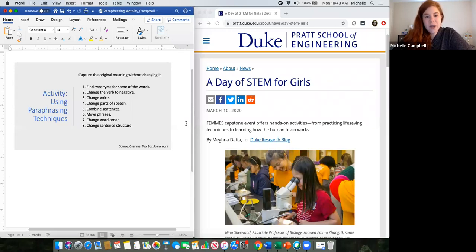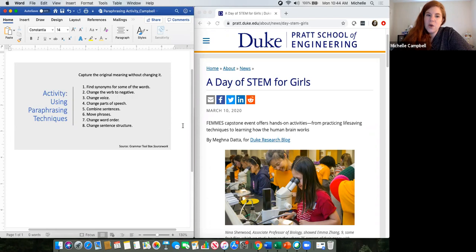So the idea of paraphrasing is that you want to capture the original meaning without changing it. And you want to have about the same level of detail as in the original. Now, summarizing is more about bigger ideas. Paraphrasing is like a 1-to-1 or a 1-to-2 ratio of level of detail, whereas summarizing might be a 1-to-5, 1-to-10, 1-to-100, 1-to-500, depends on how big the original document is and how little the paraphrase is that you're doing. So when you're paraphrasing, again, you want to keep the same level of detail.